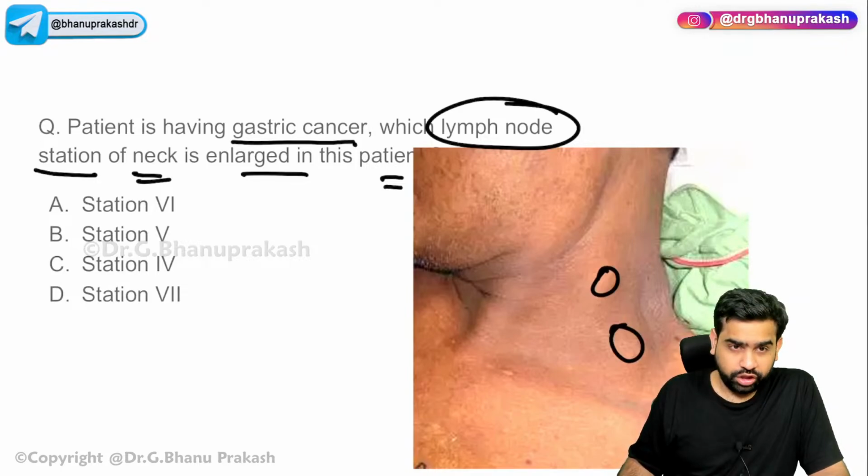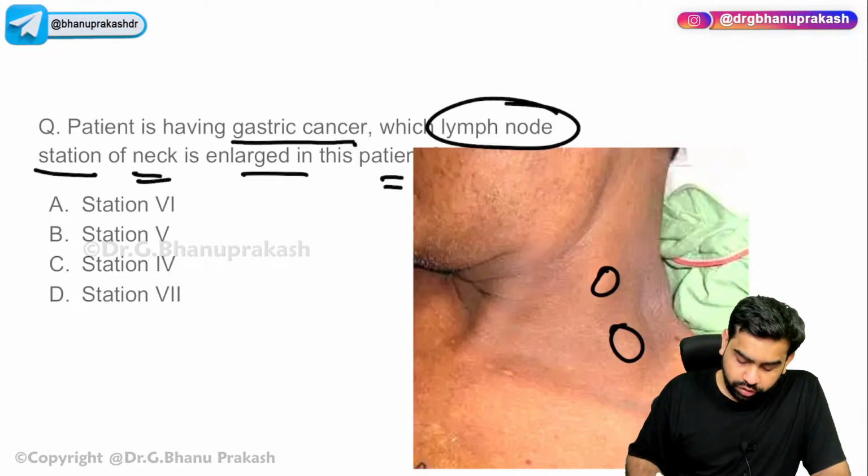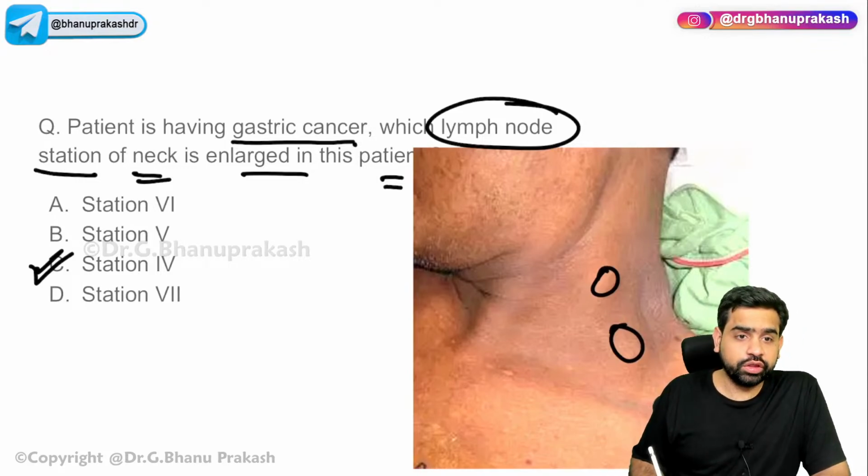Is it lymph node station 6, 5, 4, or 7? So what is the lymph node station, guys? Can you please help me with this? What is the diagnosis over here? Yes, absolutely right. The answer is lymph node station 4.